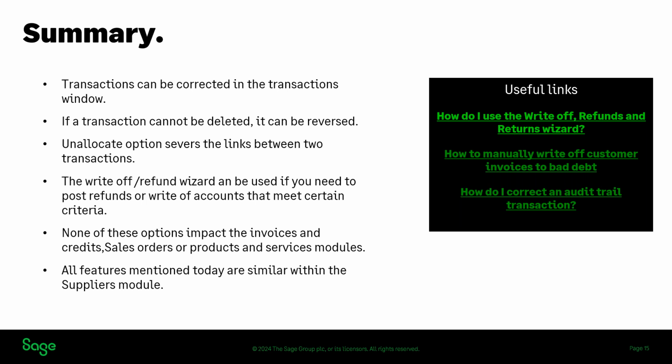Unallocate severs the link between two transactions. That means that they can be allocated elsewhere, or if you've made a mistake, they can be reallocated back against one another. You then have the write-off refund wizard, and this can be used to post refunds or write-off accounts that meet certain criteria. And just remember that none of the options I've shown you today will impact the invoices and credits module, sales orders, or products and services modules.